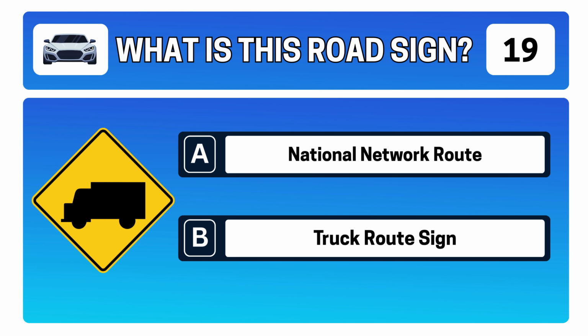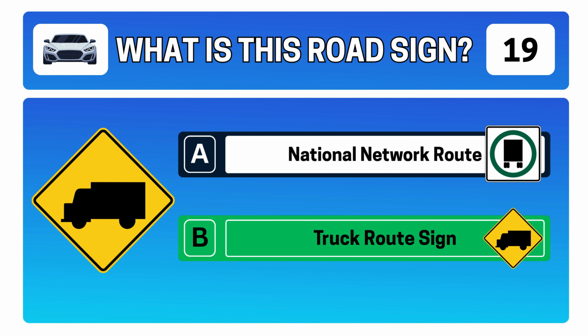What is this road sign? A. National network route. B. Truck route sign. Correct. That is the truck route sign.